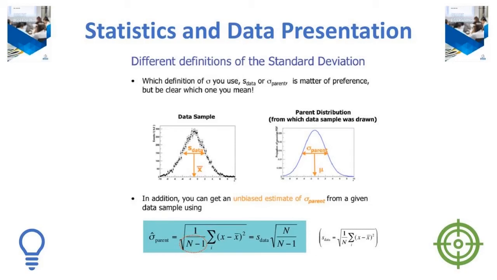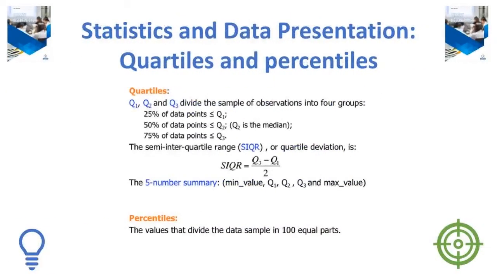Is it something that's coming from a parent distribution or not? And are we going to be able, with the data that we've actually collected, to give an unbiased estimate of that parent distribution standard deviation from a given data subsample? Are you actually going to be able to say anything with your data set about that overall parental distribution?